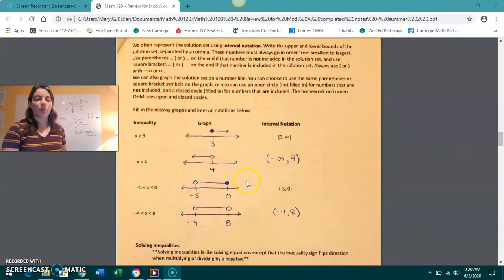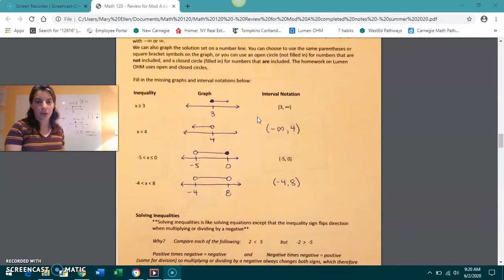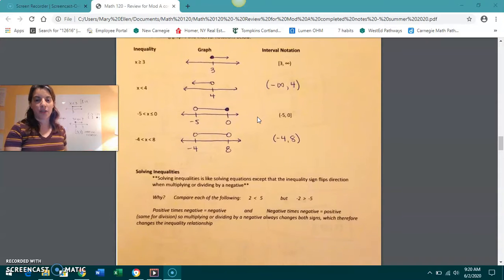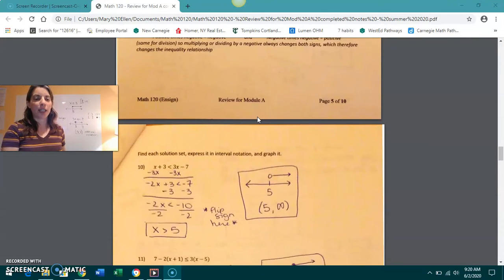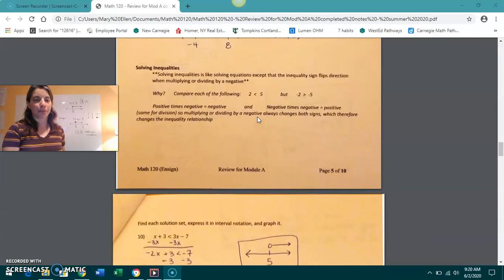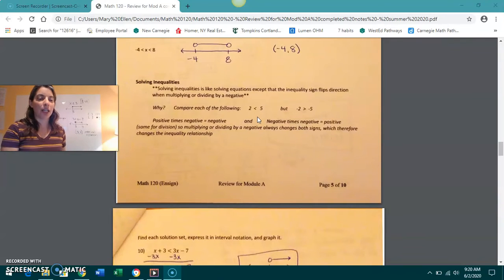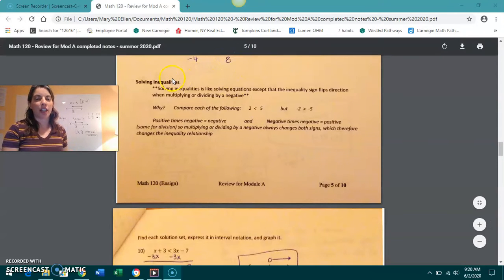You can see here some practice with writing or drawing the graphs, writing interval notation. So when we get to solving inequalities, basically it's just like solving equations. Almost everything is exactly the same as solving equations. The one difference is right here.